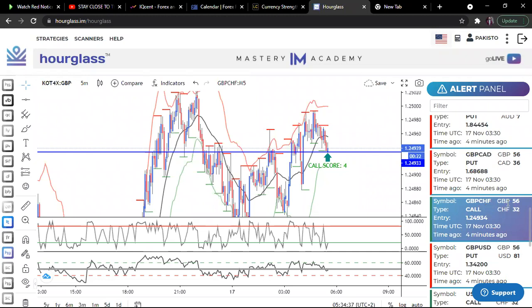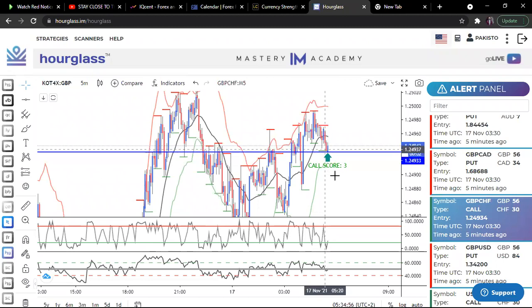What do we have here? We had the first currency stronger than the second currency. When we're looking for buy opportunities, we always want the first currency to be stronger than the second currency. Boom, we have that, 56 to 32. So that's our first indication. Number two, we want to see the up arrow. What do we have here? Boom, we have an up arrow.